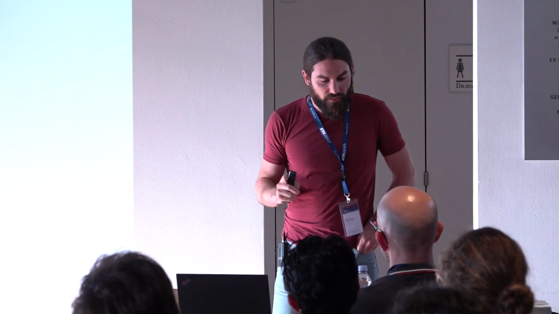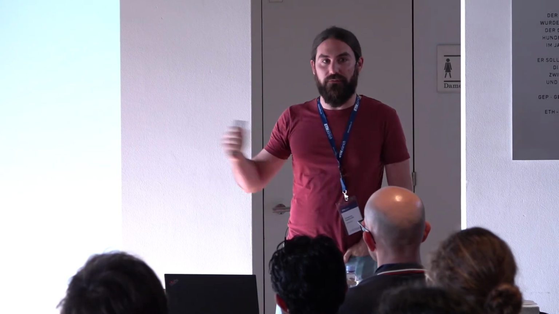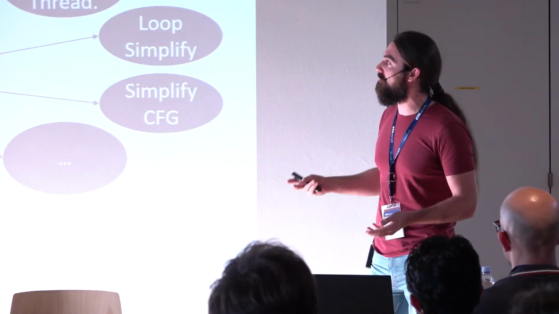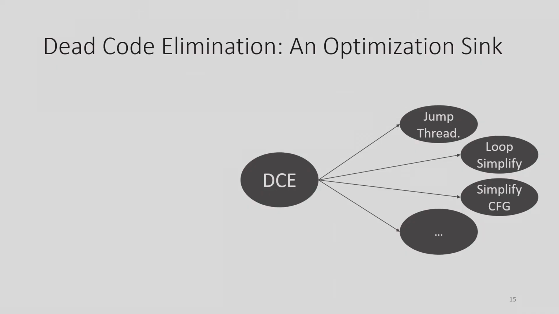And the reason that we can use this to infer that something else has gone wrong is the fact that whenever we remove a piece of code from our program, we make it simpler. And simpler programs are easier to analyze and easier to optimize. So whatever runs after DCE, a number of other transformations, can potentially have an easier task at doing whatever their job is.